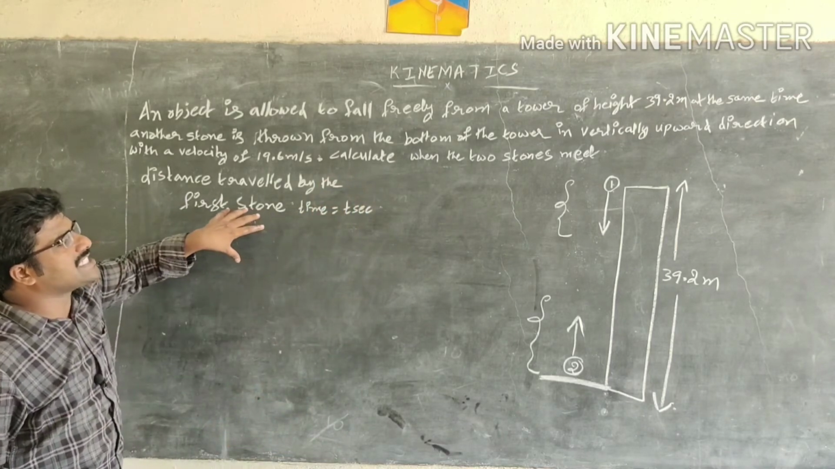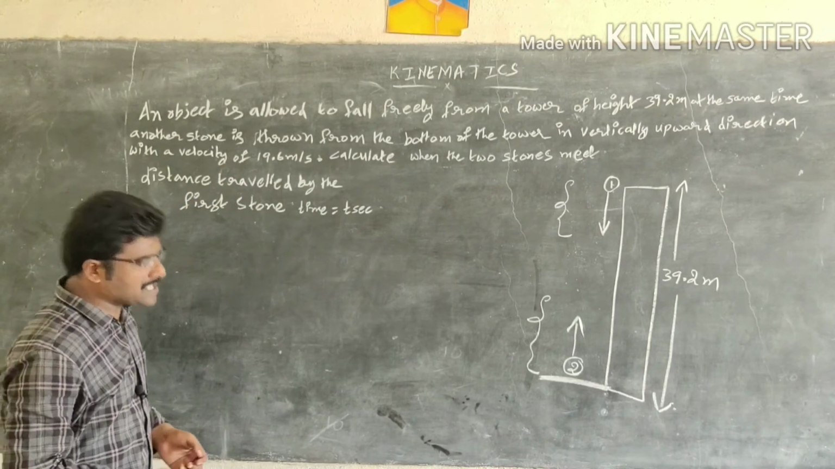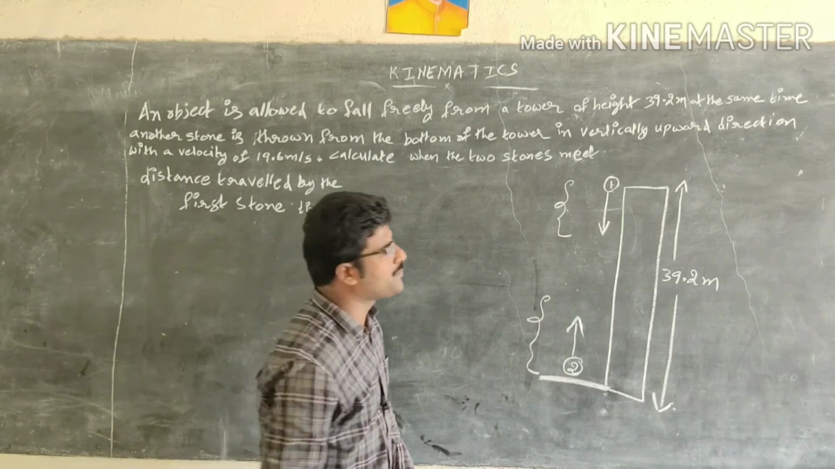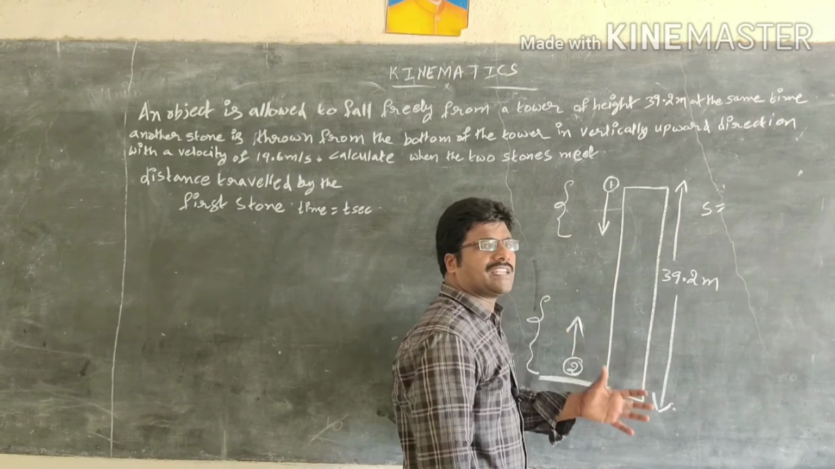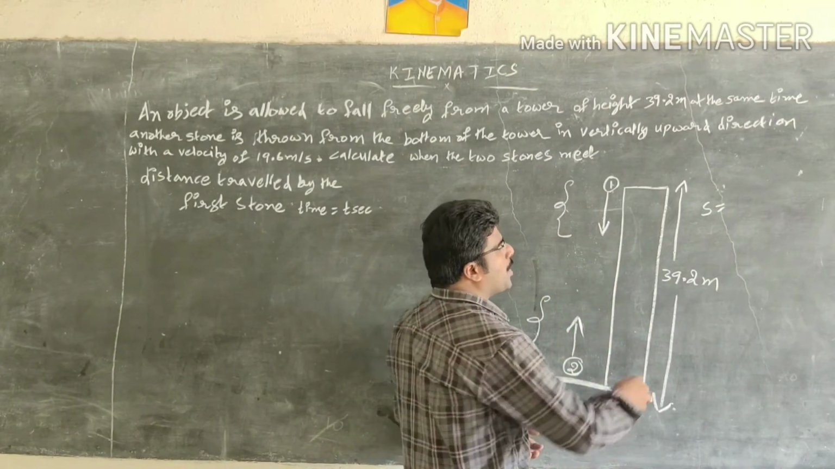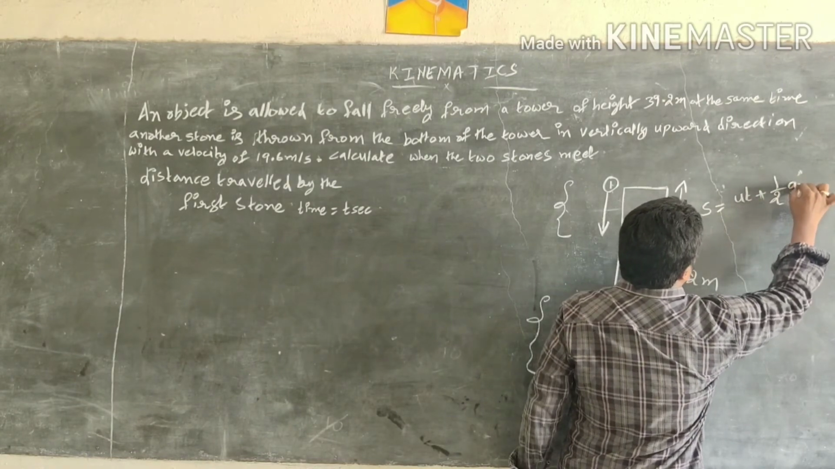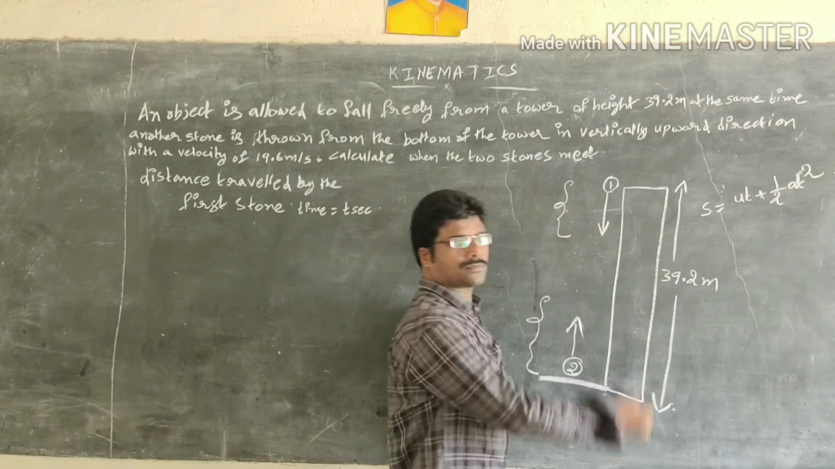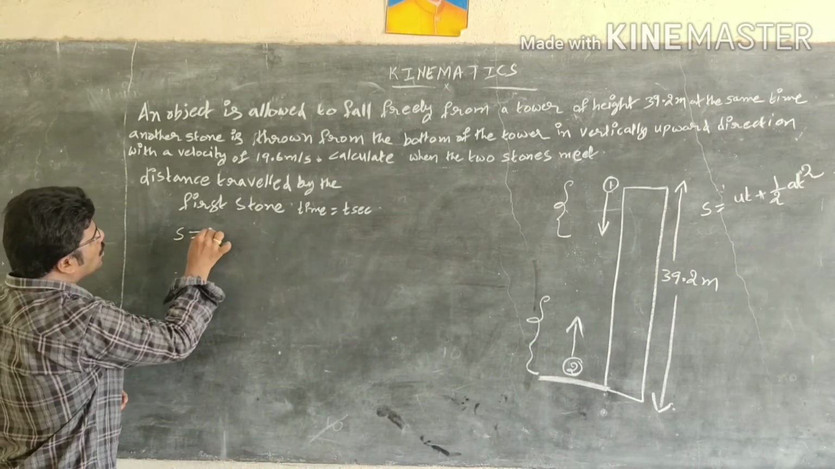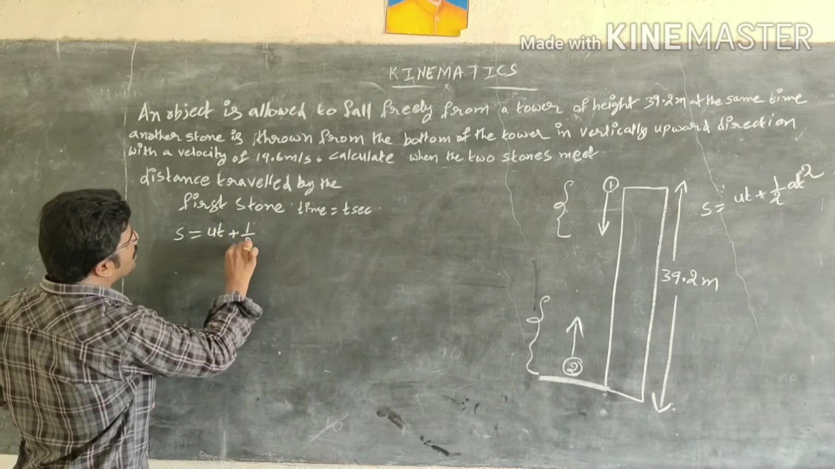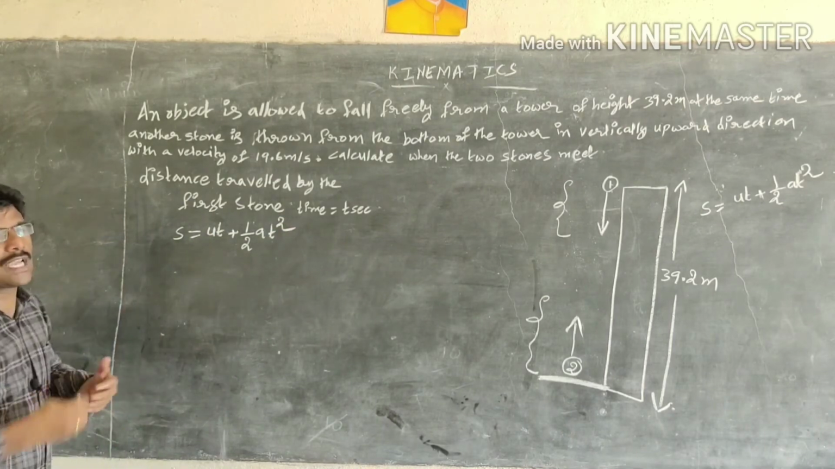Now we want to calculate the distance travelled by the first stone. When we observe the kinematic equations, we have 4 kinematic equations. In those 4 kinematic equations, in order to calculate the distance travelled by the body, this formula is very suitable: S equal to ut plus half at square. That formula will be very useful. So S equal to ut plus half at square. Here we want to calculate the distance.